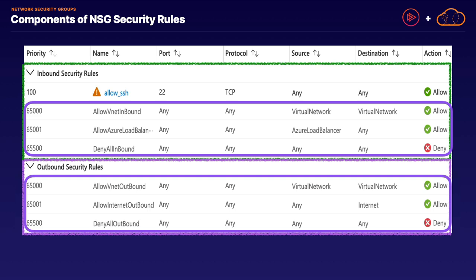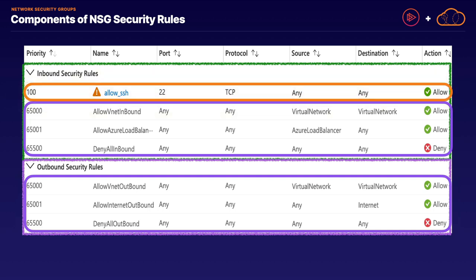Then we have the allow Azure load balancer rule to allow certain things that we need to happen for our virtual network so that they can work on the Azure Fabric. The deny all inbound, that is implicitly denying all inbound traffic. And then in the outbound security rules, we have similar rules that are allowing internet outbound, denying all outbound as an implicit deny, and allowing VNet outbound so that this virtual network can communicate with other known private IP address space.